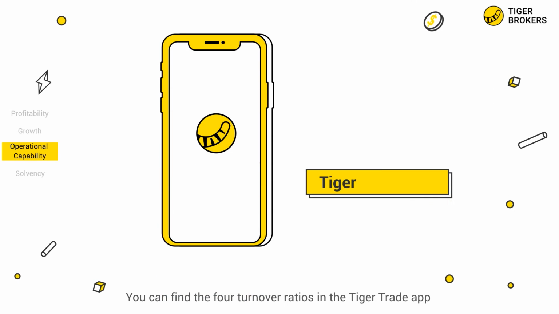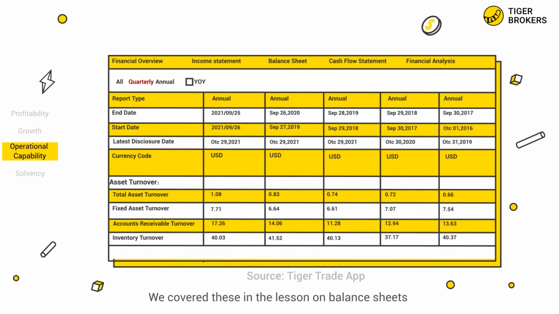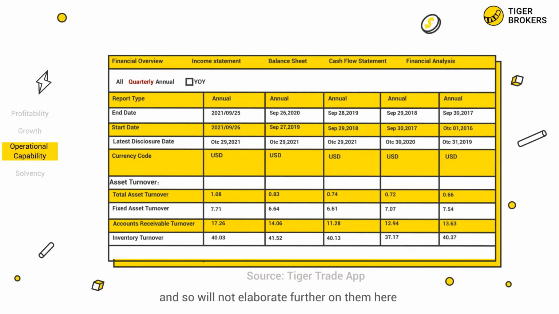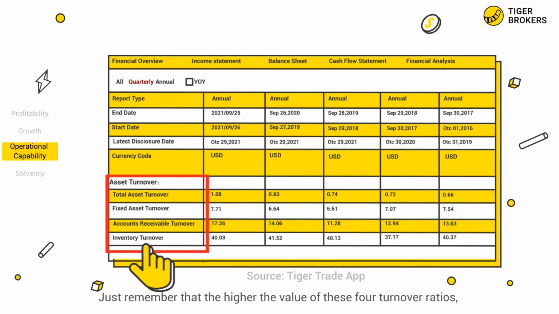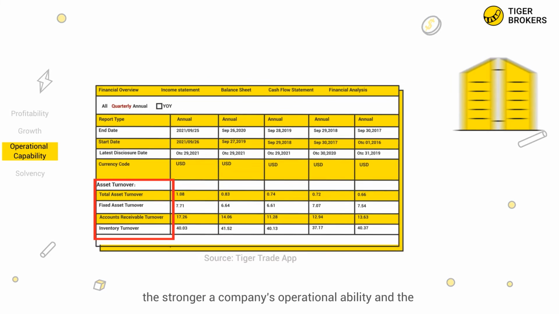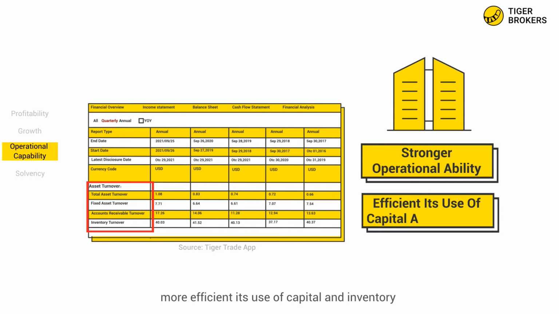You can find the 4 turnover ratios in the Tiger Trade app. We covered these in the lesson on balance sheets, and so will not elaborate further on them here. Just remember that the higher the value of these 4 turnover ratios, the stronger a company's operational ability and the more efficient its use of capital and inventory.